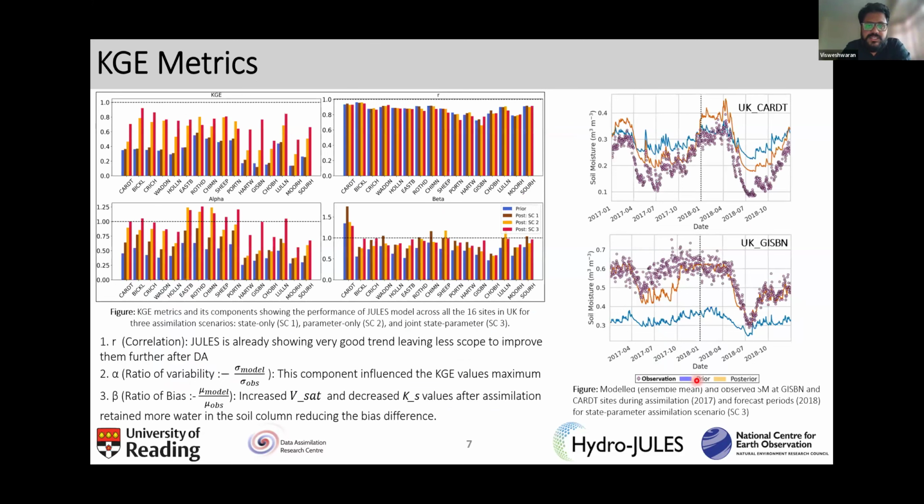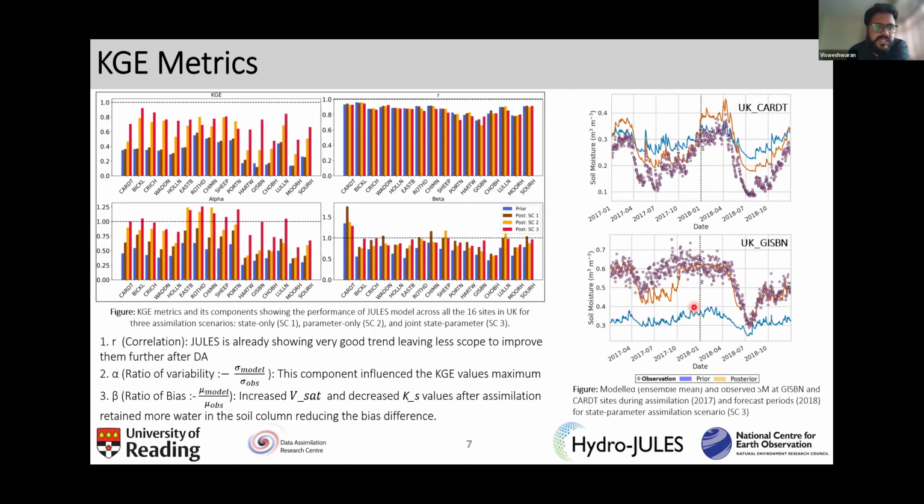So coming to the result, here I'm showing you the time series of the soil moisture for 2017, which is the assimilation period and forecast period, for two locations, Cardiff and Gisborne. And clearly from this, we can see that the posterior, which is represented by orange color, is capturing these observations quite well as compared to the blue, which is the prior model run.